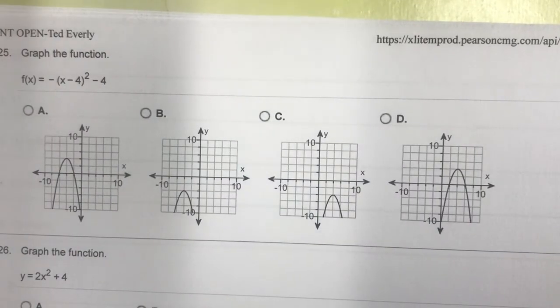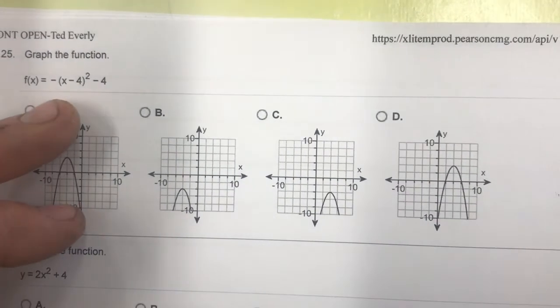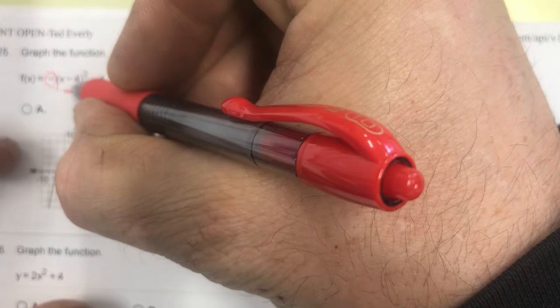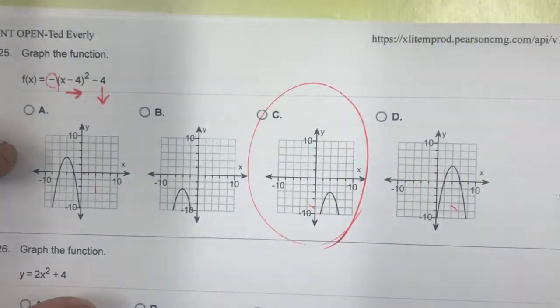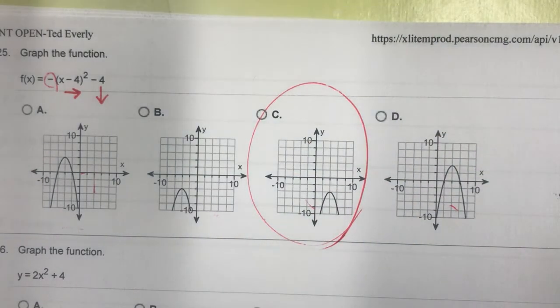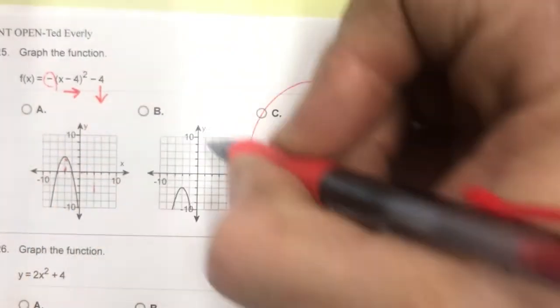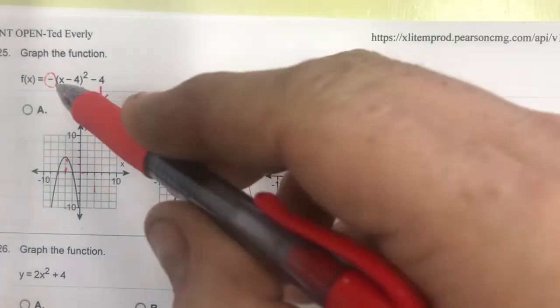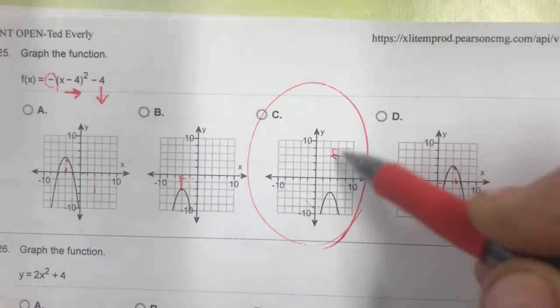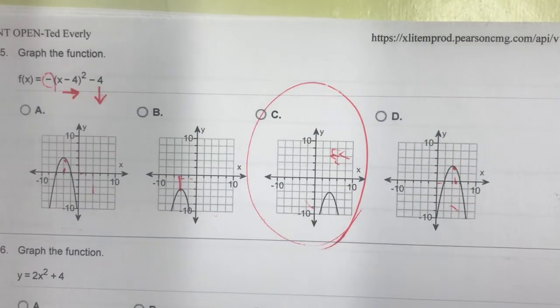Okay, just about to finish up. 25, see the minus right here means it's going down, so all these are going down. All right, minus 4 is going to go to the right 4, and this is going to go down 4. So right 4, down 4, there it is. Okay, this went left 4, up 4, left 4, down 4. This went right 4, but up 4. But I need to go right 4 and down 4, or just this one.